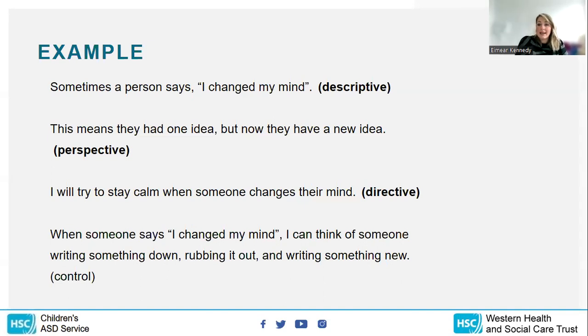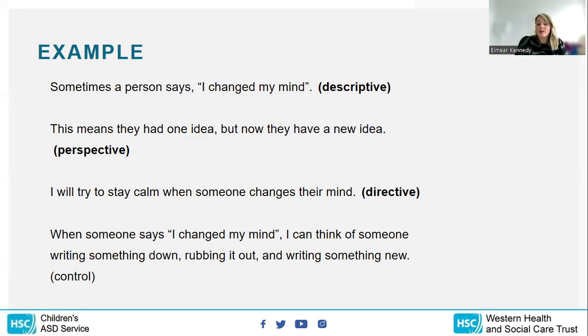Sometimes a person says, I changed my mind. And that's a descriptive sentence, describing the situation. This means they have one idea, but now they have another idea. So that's the perspective of that person who has changed their mind. I will try to stay calm when someone changes their mind. That's our gently directive sentence to help guide the young person in how to deal with those situations.